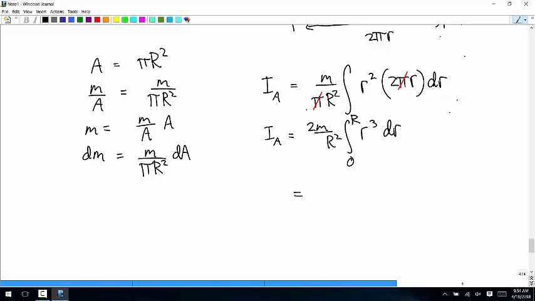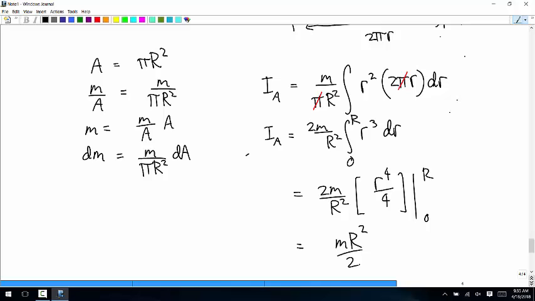This is not clearing this up for anybody, I don't think, but it looks like we'll at least get the right answer. So we get 2m over R squared times r to the 4th over 4, evaluated from 0 to R. So you get mR squared over 2. That's how you do it. And that is the formula for the mass moment of inertia of a disk, of a circle.